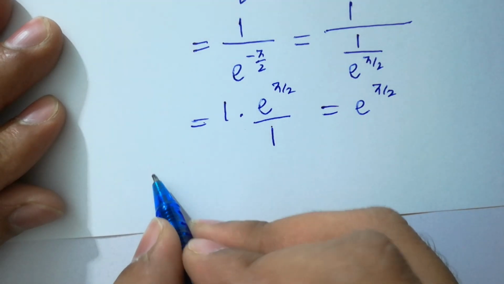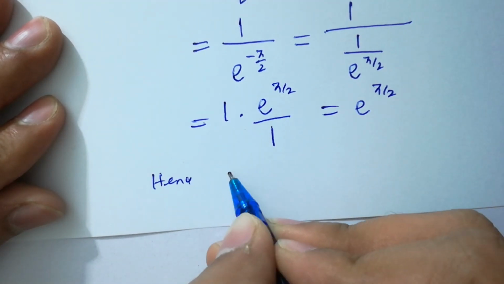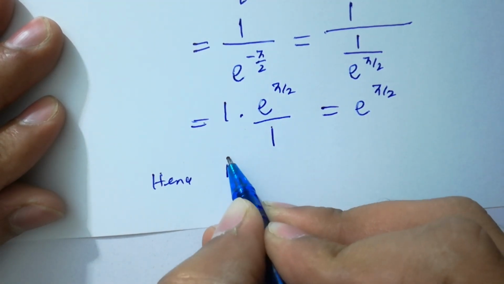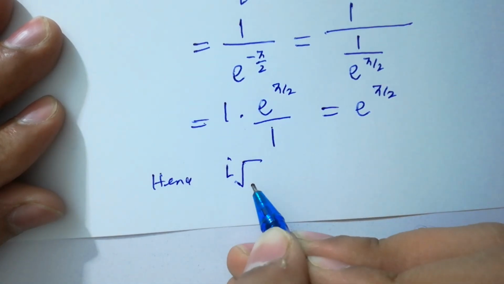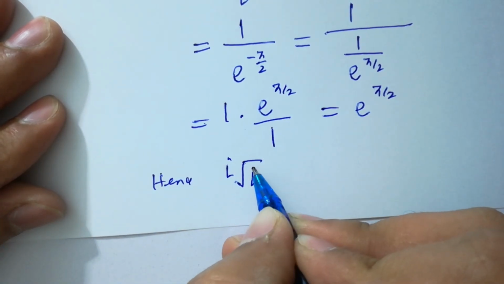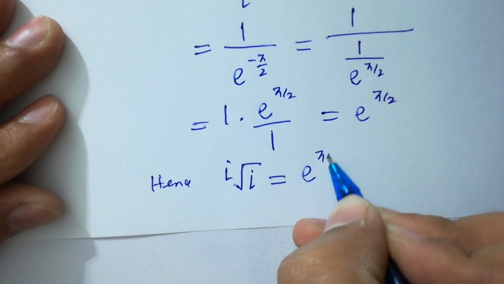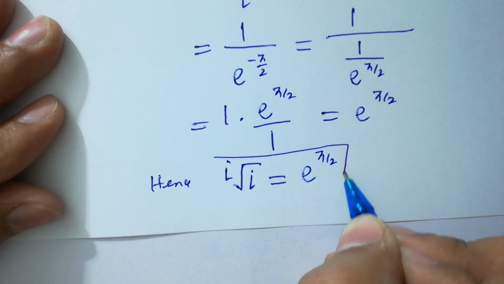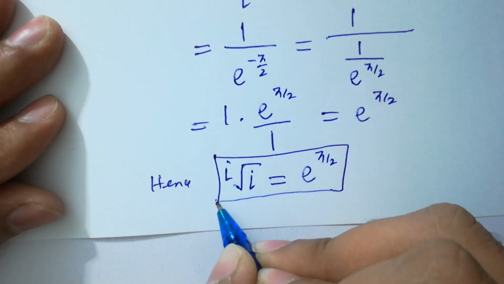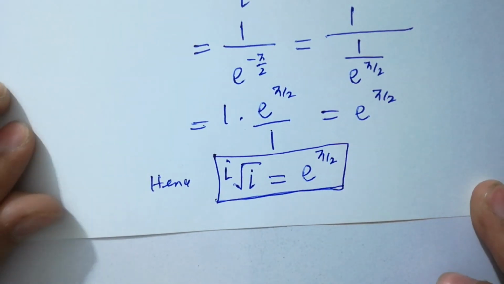Hence, i root i is equal to e to the power pi over 2, which is our final and correct answer.